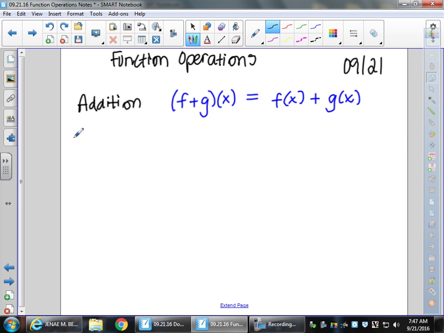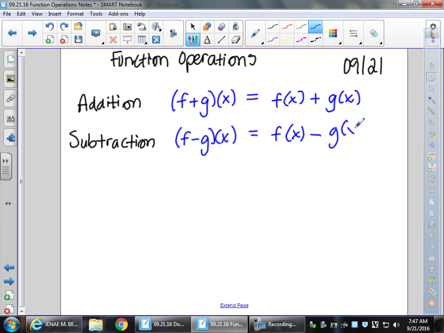Subtraction can be represented as f minus g of x, which again can be broken up into f of x minus g of x, which is what we did in blue. It's what Olivia said she did to find that missing piece. We subtracted two expressions. When we subtract, what do we have to make sure we use on the second expression? Parentheses. Very good.